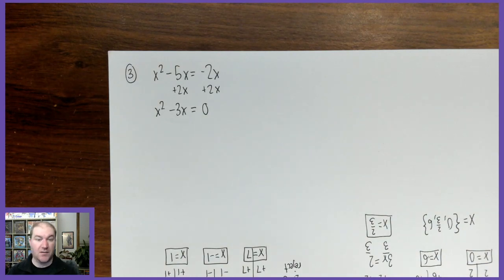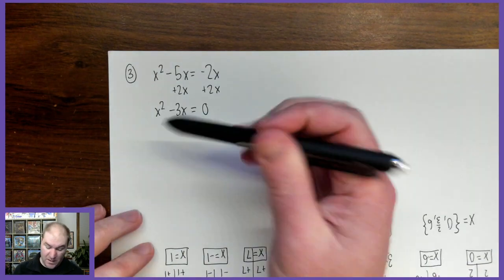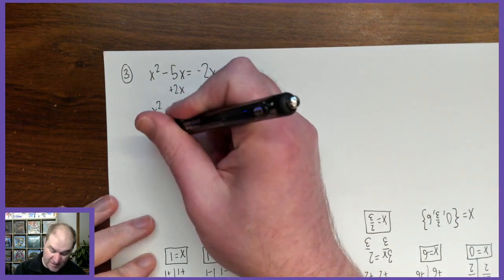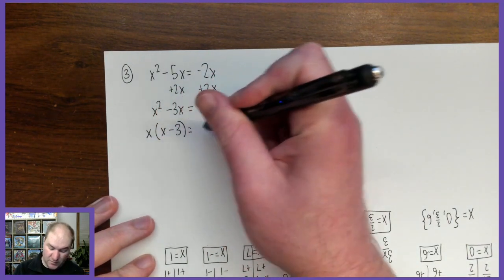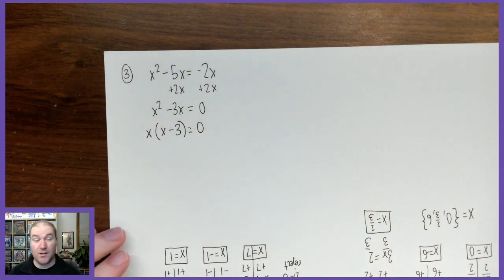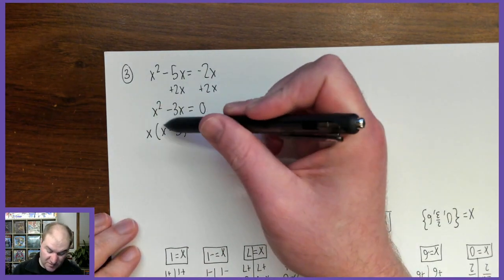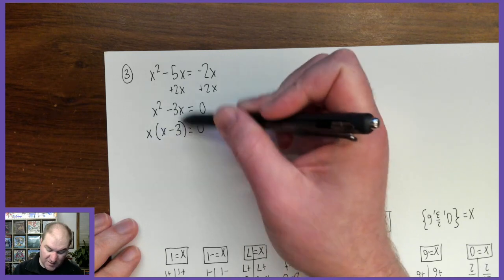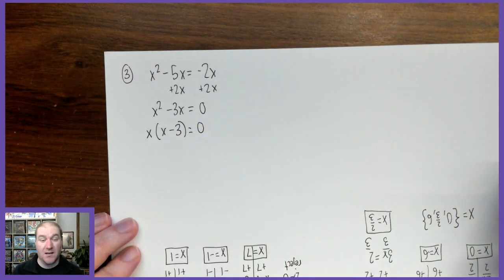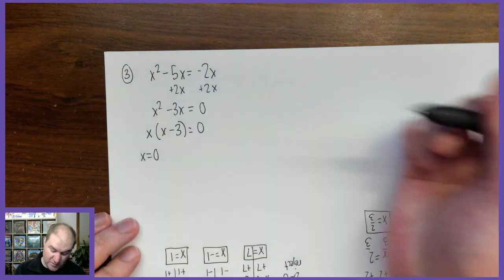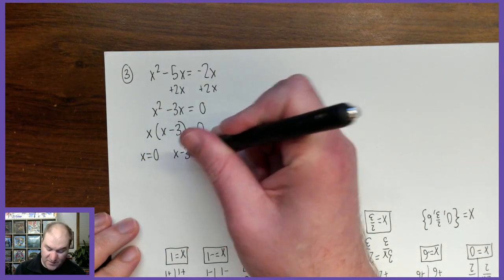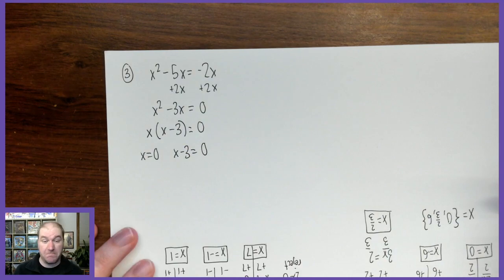Next step, factor completely. This has a GCF. Let's factor it out. It's x. And when I factor out an x, what's left over is x minus 3. Just double check. If I distribute that, I get x squared and minus 3x. So that works. Next step, set each factor equal to 0. So for that one, x equals 0. And for this one, x minus 3 equals 0.